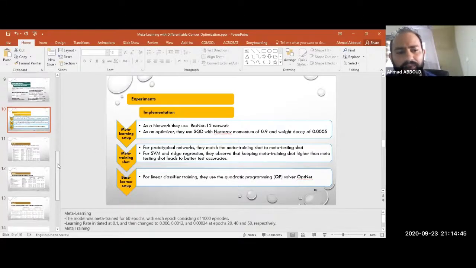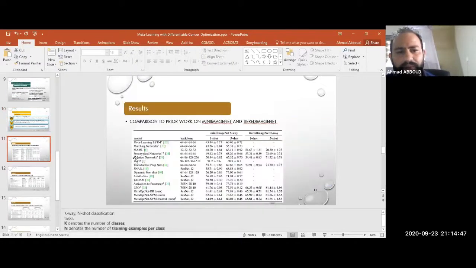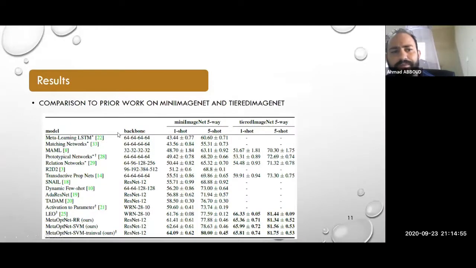How did they obtain the results? We will go directly to the results to see what they do. I think here I need to use the slide. In general, they apply their approach on four datasets. The first two datasets are derived from ImageNet: the first one is called miniImageNet and the second tieredImageNet. They compare a lot of models, and you will see the results here.